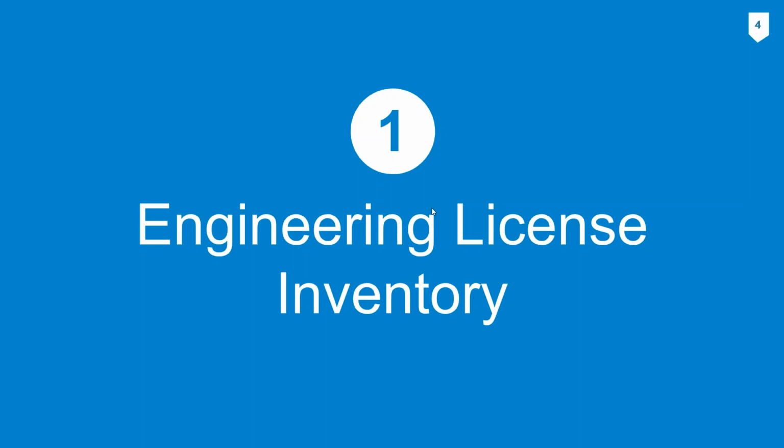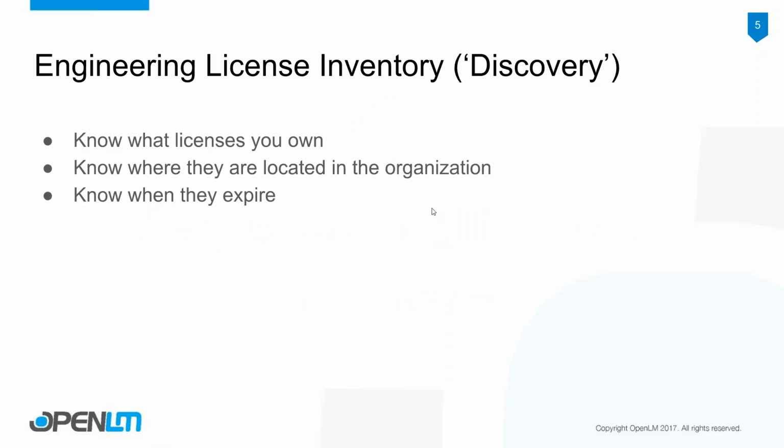So first let's take a look at engineering license inventory. License inventory is referred to sometimes as discovery, meaning that it's a popular term with SAM software. It means that you know which licenses you own. It means knowing where they are located and if they have expired and when.